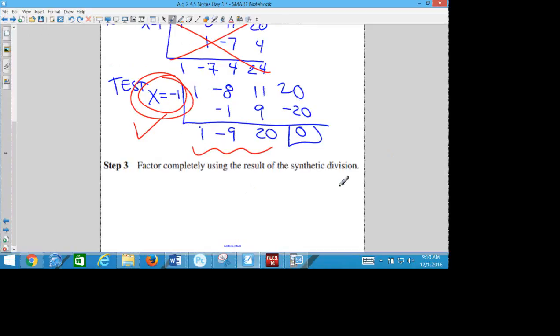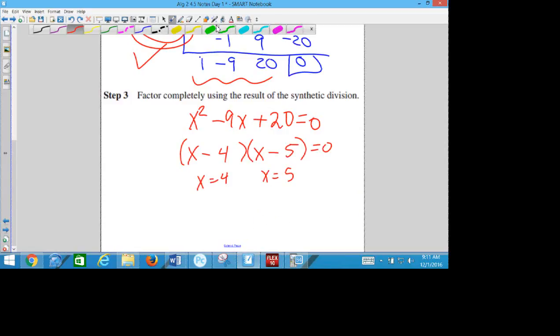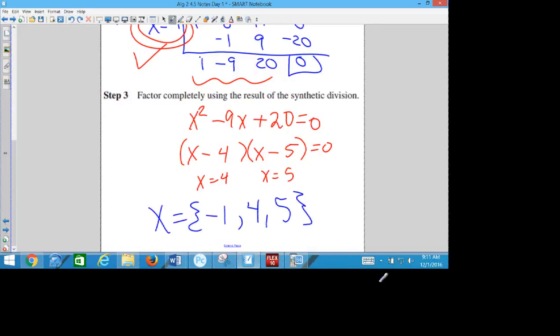Now, let's see what's left over. Remember when we did synthetic division? The first one is a coefficient, but just a degree less. So the first one is x squared, then minus 9x, plus 20. Is that something we can now factor? Guess and check. Positive 20, but minus 9, so minus 4, minus 5. That one does factor. So all of our solutions are -1, +4, and +5. So we just had to find that first solution and factor it out of the equation, and then you can factor what's left over.